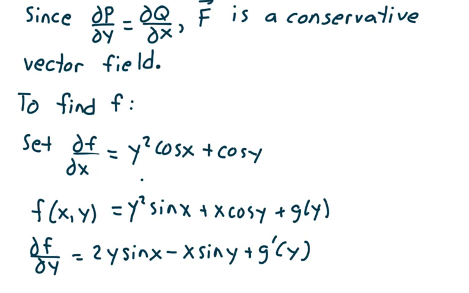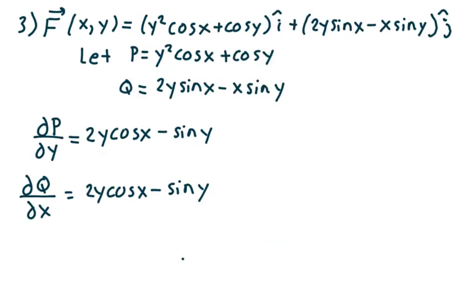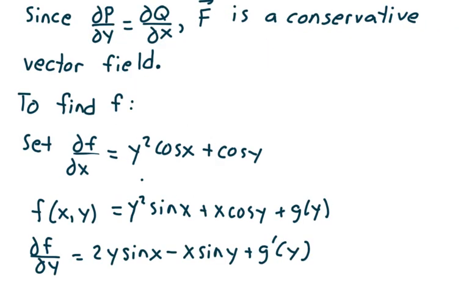To find the potential function little f, what we're going to do is set the partial of f with respect to x equal to y squared cosine of x plus cosine of y. And so notice how that's the first component of the vector field. Now, y is fixed.